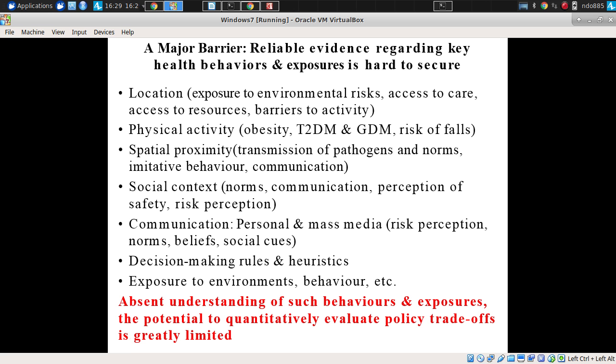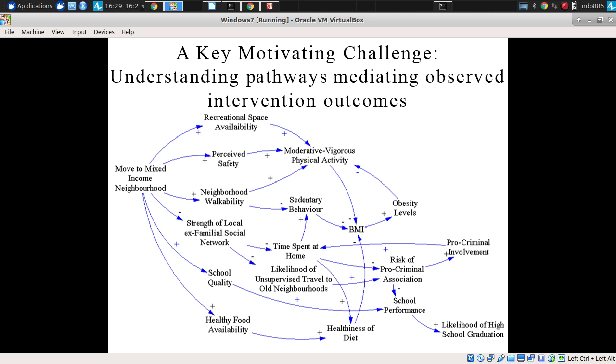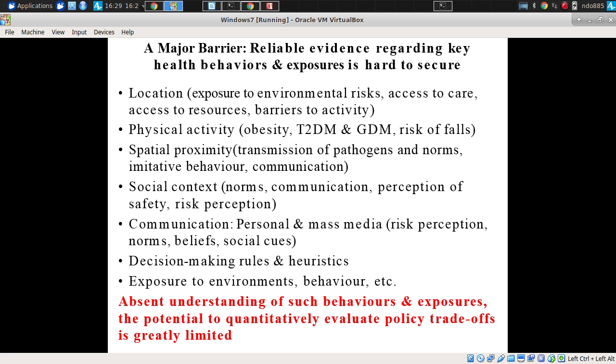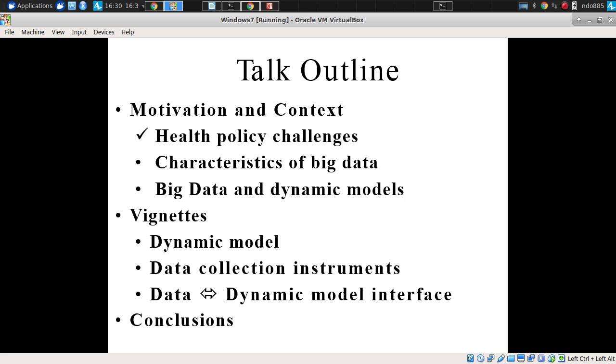And to really understand many of these, we go back to the barriers we encounter in measurement. So my thesis here is that the advent of big data in its varied forms will fundamentally synergize and help enable dynamic modeling for health policy by allowing us to fill in many of these gaps involving these areas where things are prohibitively burdensome or lack accuracy of self-report, and in terms of filling in our understanding of which causal pathways are most active in driving the results that we see.